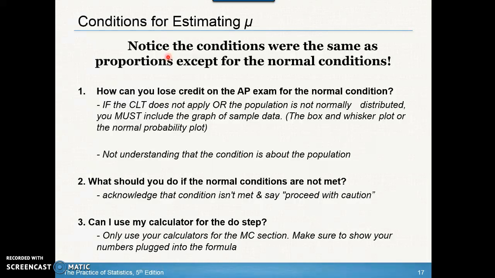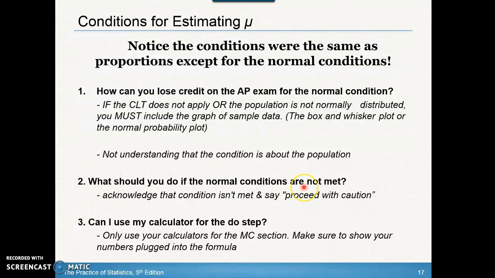So how will you lose credit on the AP exam for the normal condition? If the central limit theorem doesn't apply and you state that it does, you will lose credit. Or if the population is not normally distributed, you have to include a graph of the sample data. So if the central limit theorem doesn't apply and the population is not normally distributed, then you have to show either the normal probability plot to show that the sample is approximately normally distributed, or you have to show the box and whisker plot. Okay. Also make sure that you understand that the condition is about the population. So this condition right here, okay, is sort of based on our population.